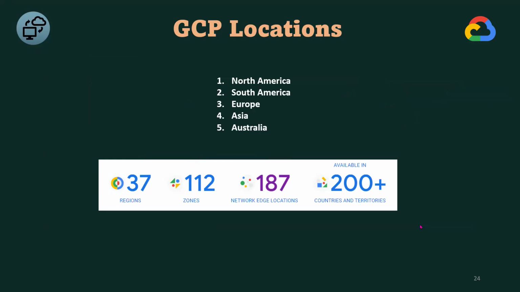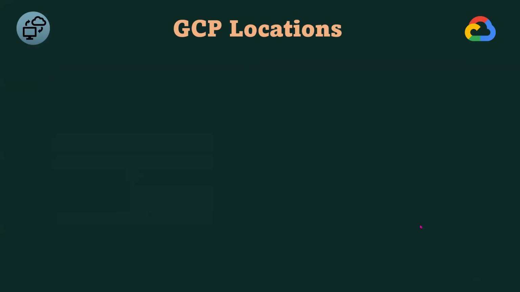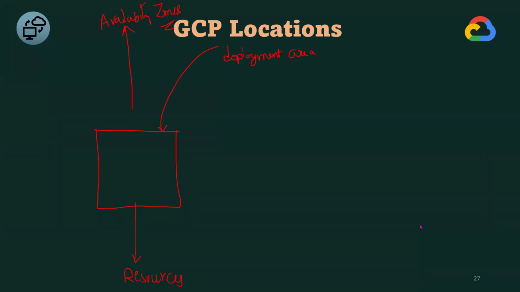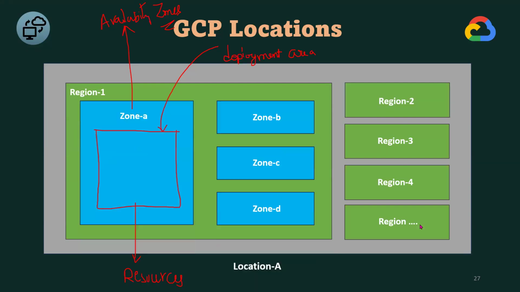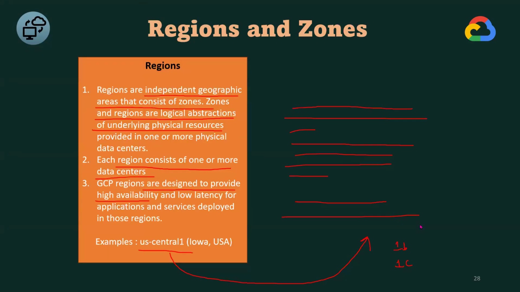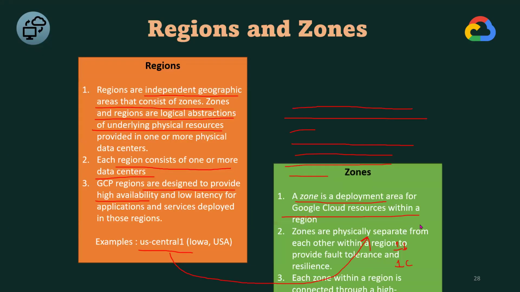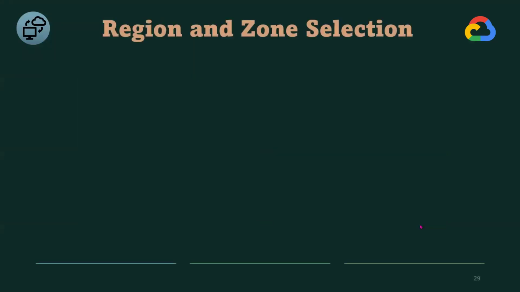And the main importance is to provide the resources for each and every individual. And this is how you can see here. We have North America, South America, Europe, Asia, and Australia. If I take one location, multiple regions are there. Multiple zones are there, connected by a high bandwidth network. Each zone has the resources, so that's the reason it is called availability zones, also called a deployment area. A region is an independent geographic area in a location, and a zone is a deployment area for a region. So that is how it is, guys.